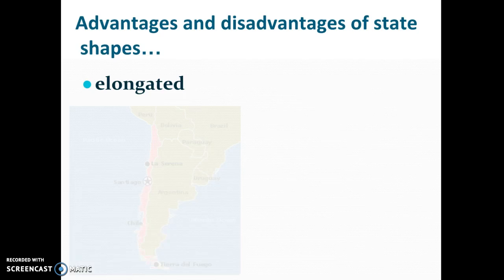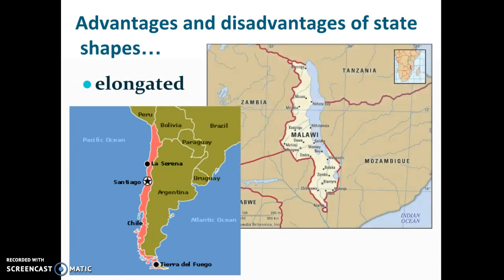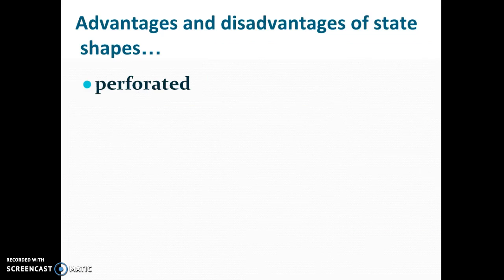Elongated states, probably the best example is Chile. And again, think about, okay, benefits: they have a great deal of coastline. However, one of the disadvantages of that is it's hard to defend and there are communication barriers. Malawi is a good example, and your book also offers the Gambia.